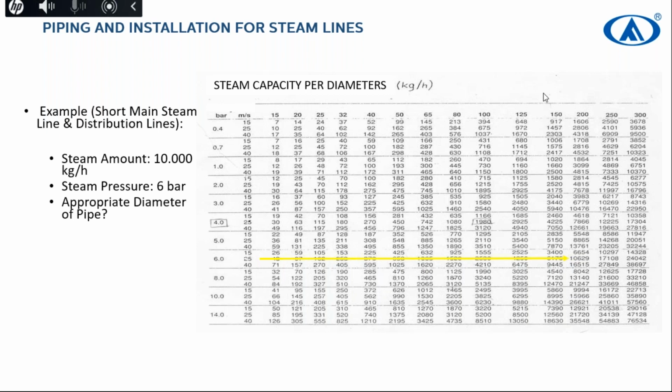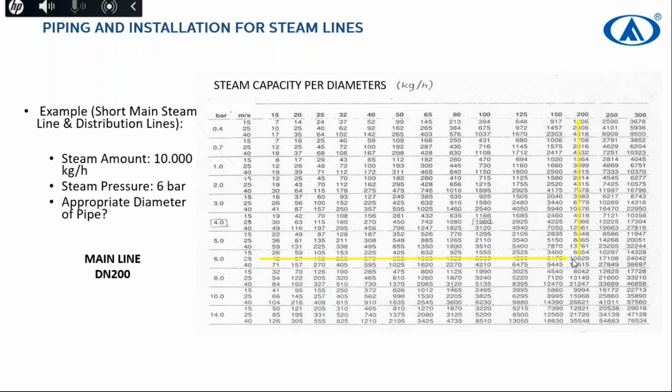So let's continue. We need to prevent this efficiency loss. As you see here, if you use at 6 bar 250 dimension, DN 250, it can pass 17 ton per hour, but we need 10 ton per hour.